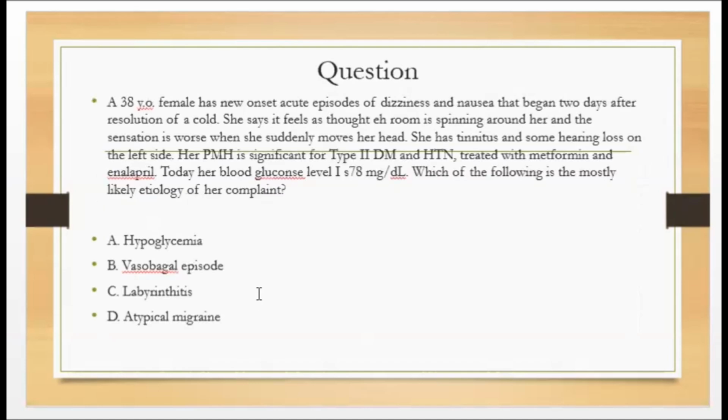Then we have another question here. You have a 38-year-old female, and this female has an acute onset episode of dizziness and nausea. This began 2 weeks after the resolution of a cough. All this is giving you buzzwords. She says that it feels as though the room is spinning around her.